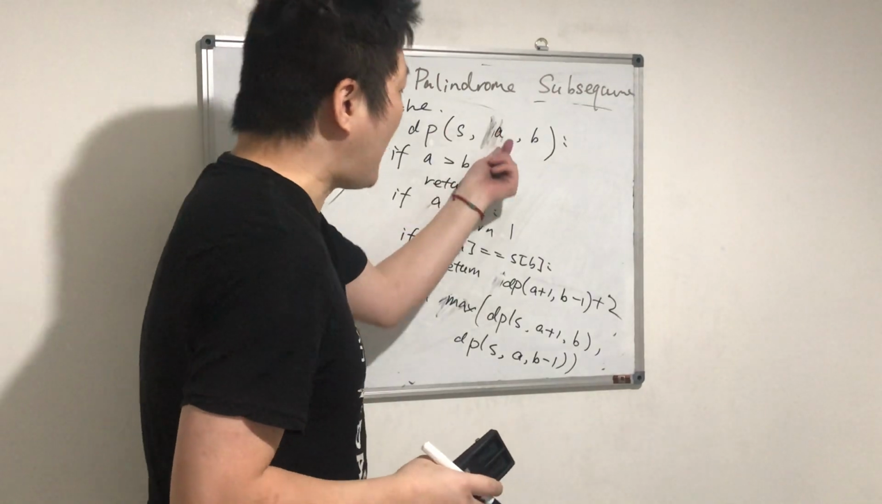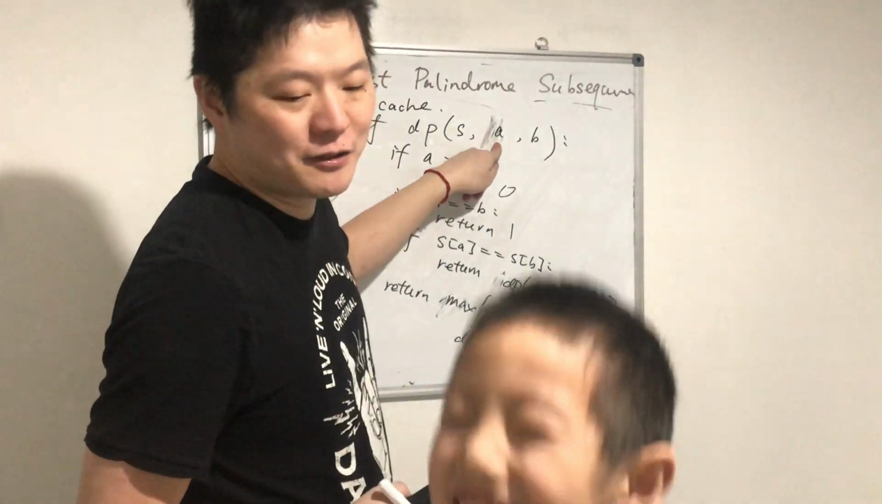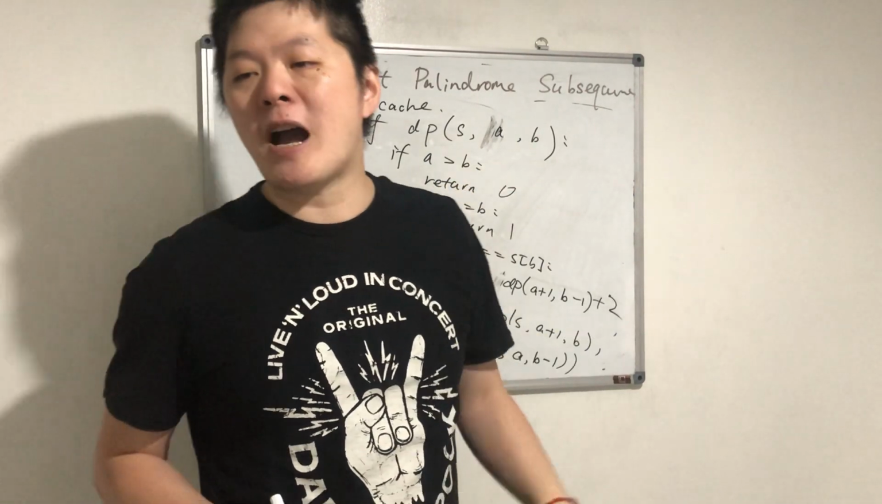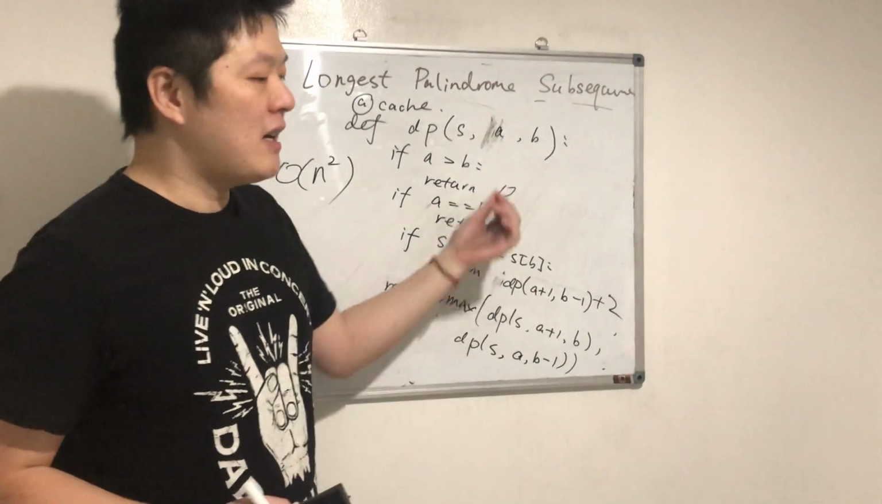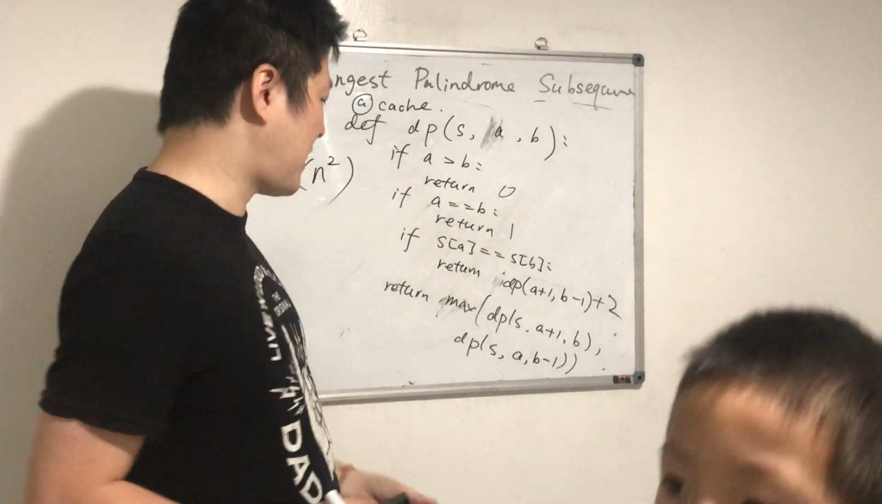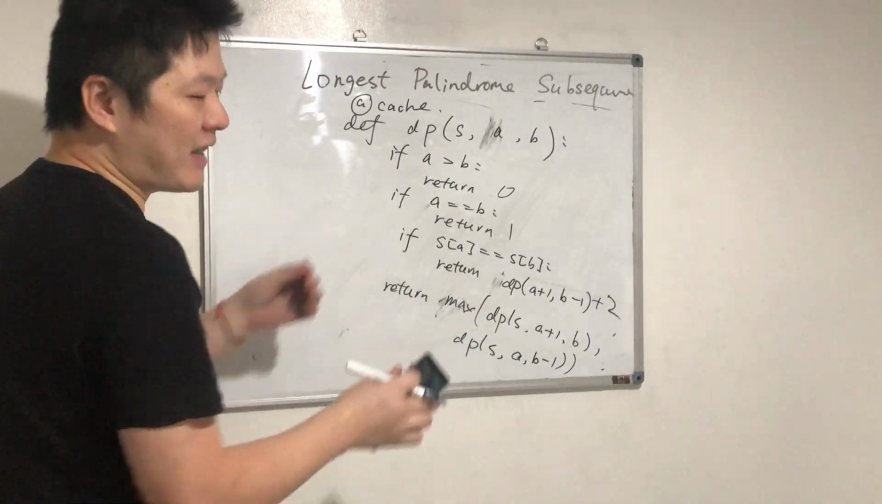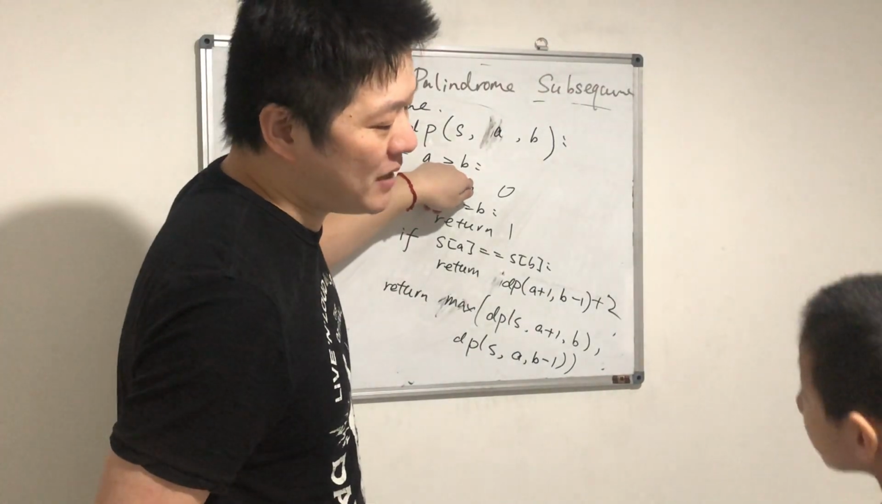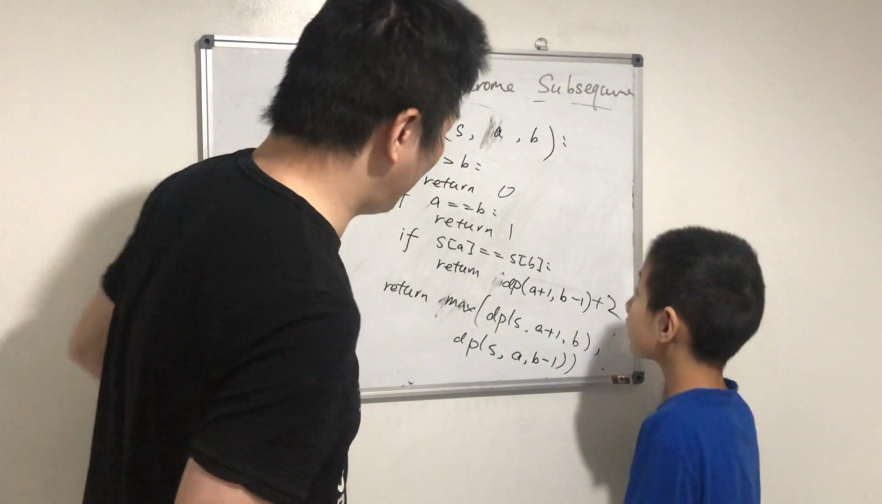Because look, A and B. A has possibilities from 0 to N, right? B has possibilities from 0 to N. So you are actually calculating N square values, roughly on the scale of N square. Because when A is bigger than B, we just return 0, we don't care.